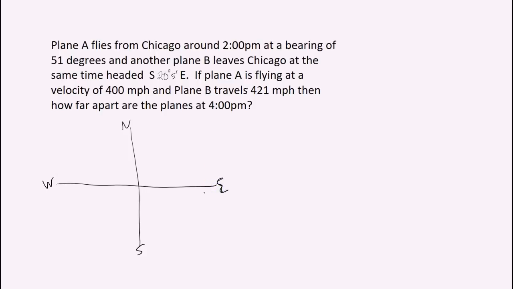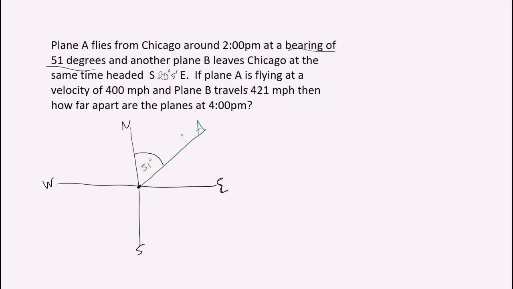Plane A flies from Chicago. We're going to call the origin Chicago, okay? Plane A flies from Chicago around 2 p.m. at a bearing of 51 degrees. All right, so if it just says bearing of 51 degrees, that means we're going to start in the north and we're going to go 51 degrees clockwise from that. So right over here in green is going to be my plane A, my airplane A.